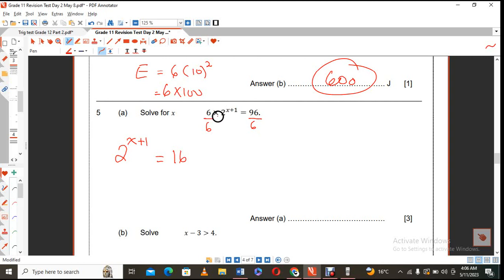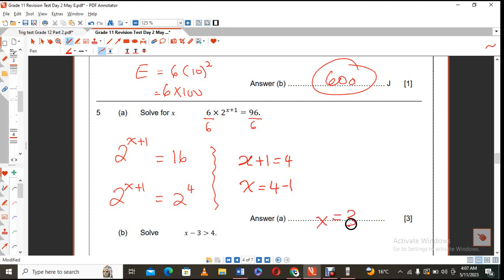But in this case, we don't know the value of x. No need to use logarithms. You should recognize that 16 is 2 raised to the power of 4. We can drop the bases and equate the indices, that is x plus 1 is equal to 4. Therefore, x will be 4 take away 1, and the value of x is equal to 3.